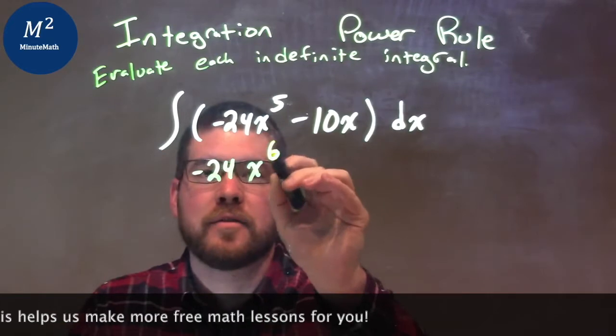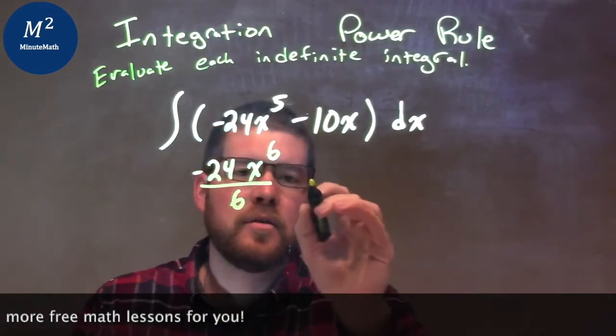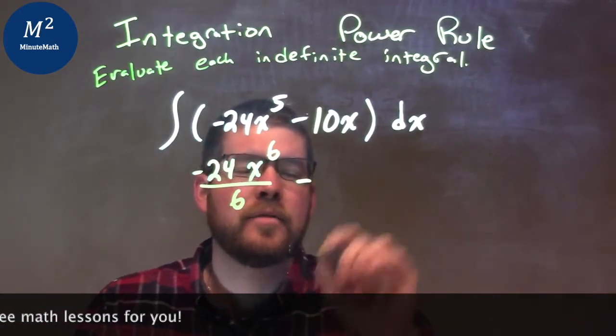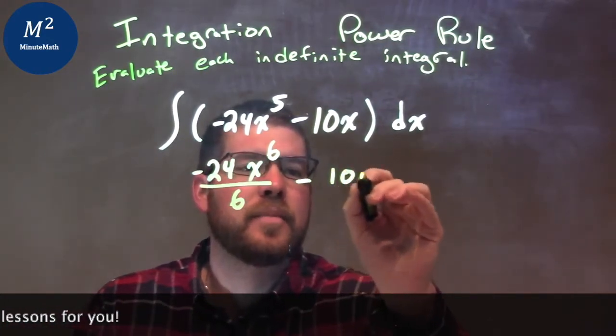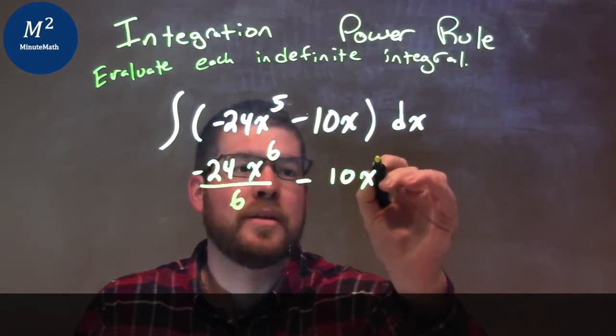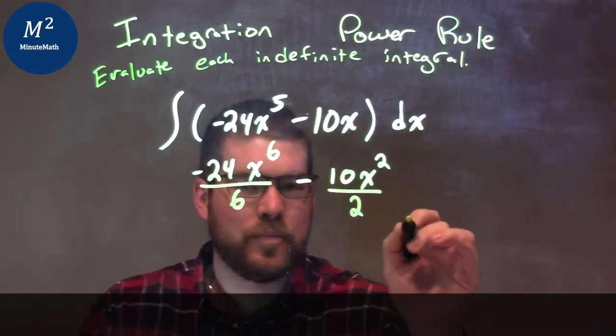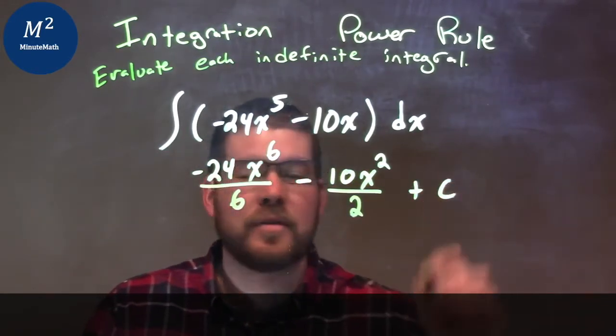5 plus 1 is 6. I then have to divide this part by 6 as well. So we have subtraction out here, so minus. We have the 10x, but then I have to raise that exponent by 1. Well, it's the first power, so raising it by 1 gives the second power. And then I divide this second part here by 2. And I can't forget my plus c.